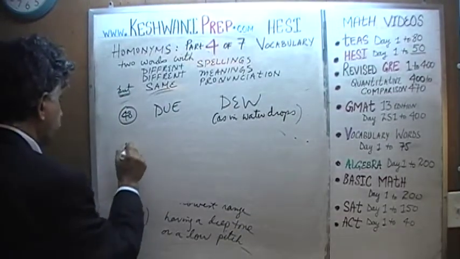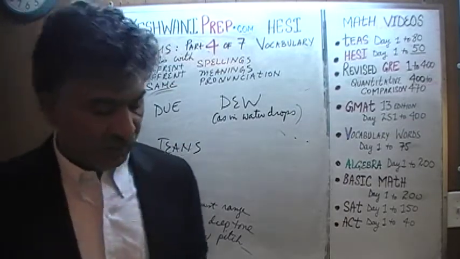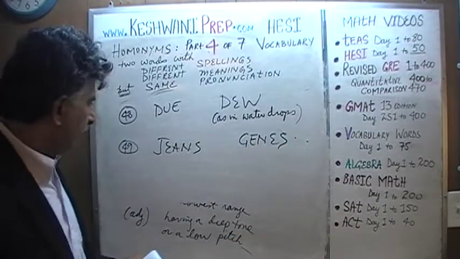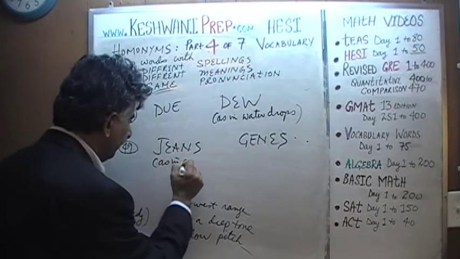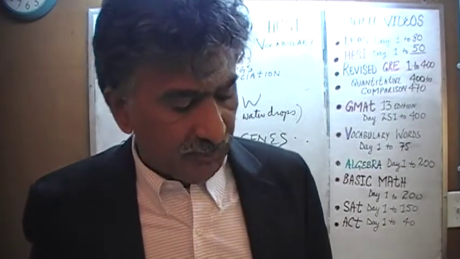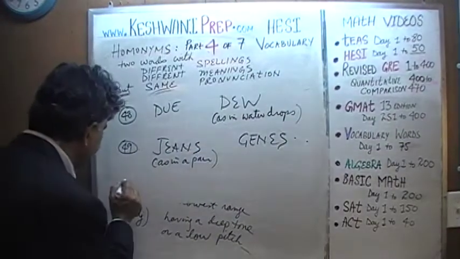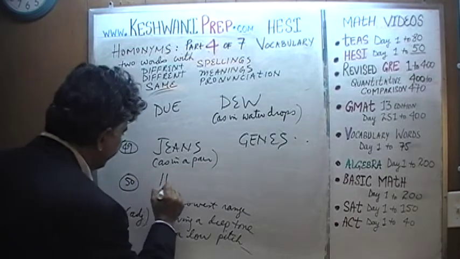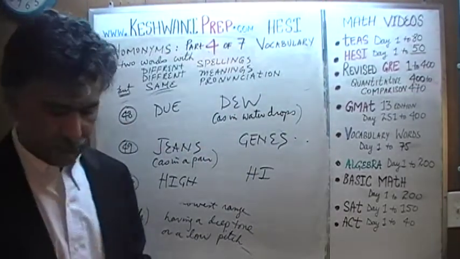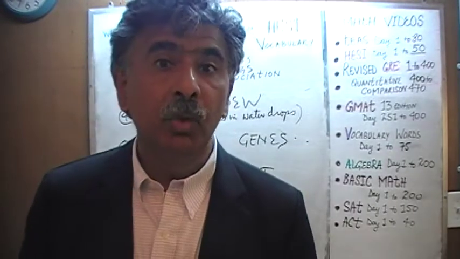Number 49, we have jeans that you wear, a pair of jeans, and then we have this kind of genes. This jean as in a pair of jeans, and genes as in the genes that we study in the DNA. Finally, number 50. High, as in not low, and hi, how are you? It is now time for me to go. Bye now.